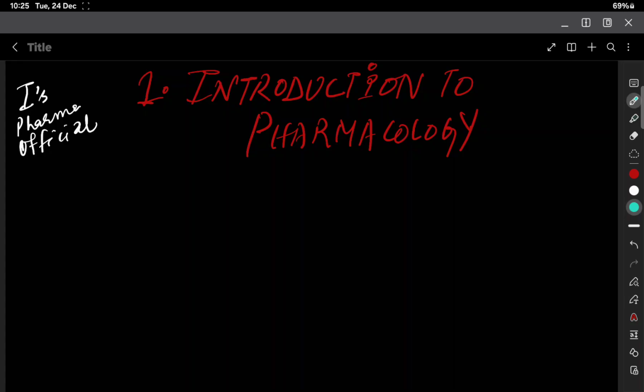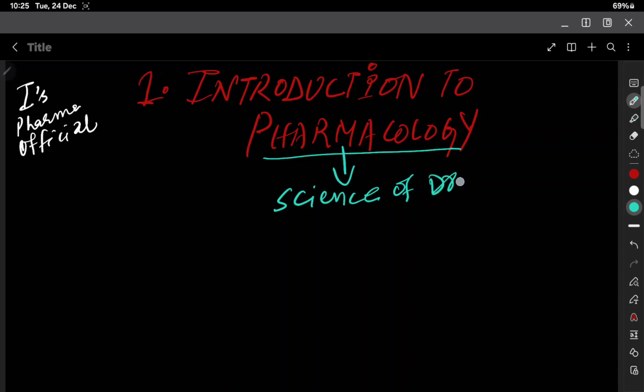So let's start with the basics of pharmacology. First, what pharmacology is. If we define pharmacology, we can simply say that it is the science of drugs. Later I will define what the drug is and what the medicine is. Right now, for the time being, pharmacology is the study of the science of drugs, or we can say that it is the study where there is interaction.